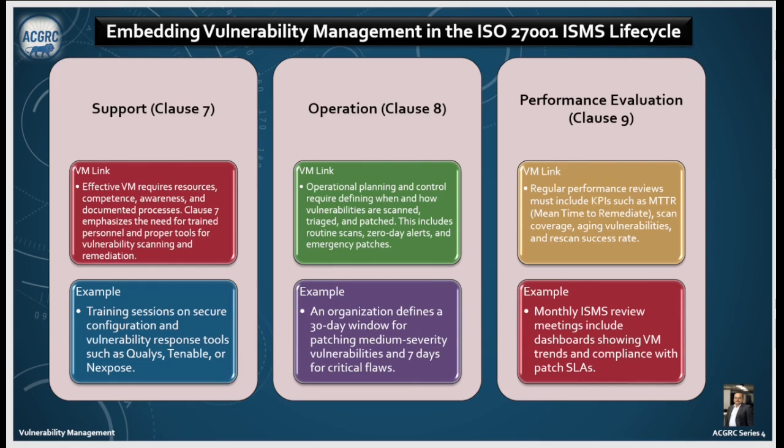So, what are the key parts of clause 7? Well, there are resource, competency, awareness, communication, and documented information. In plain language, it means making sure there's enough time, money, people, and tools to support security activity. Staff should have the skills and knowledge to do their security job properly.